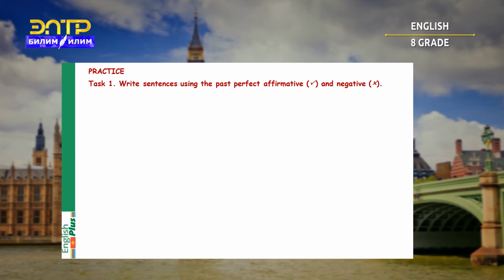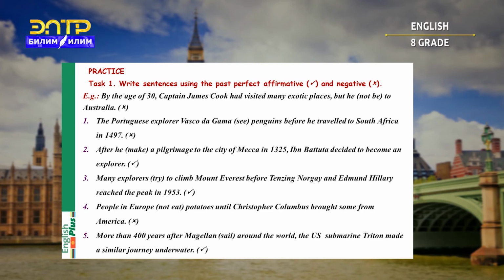Look at task number 1. Write sentences using the past perfect affirmative and negative. Let's look at the example first. By the age of 30, Captain James Cook had visited many exotic places, but he not been to Australia. We can see that this sentence is negative. Be is an irregular verb, so we should put not be into negative past perfect form. Keep in mind that we should use the third form of the verb be. Hadn't been. What do we have? By the age of 30, Captain James Cook had visited many exotic places, but he hadn't been to Australia.